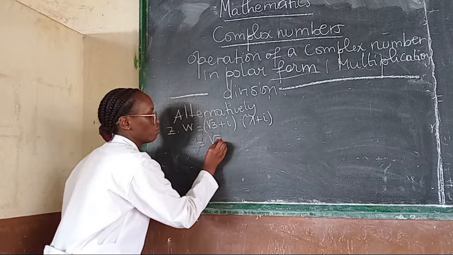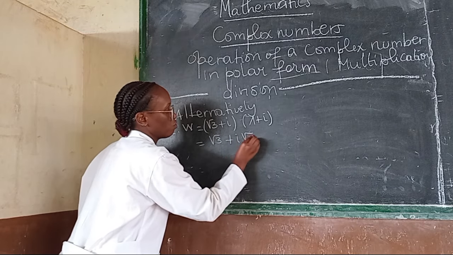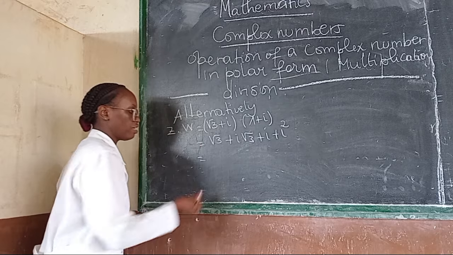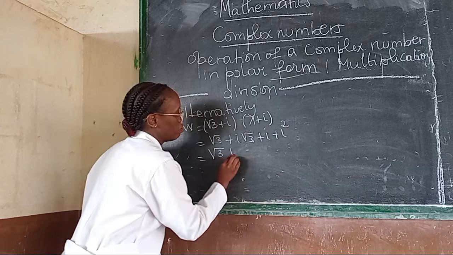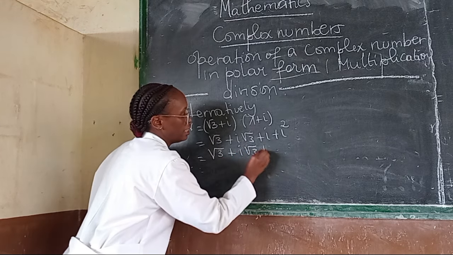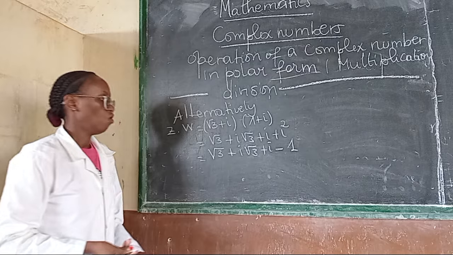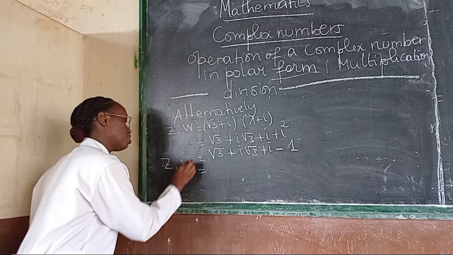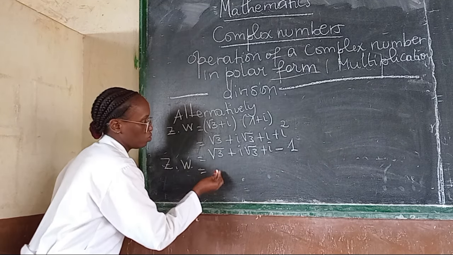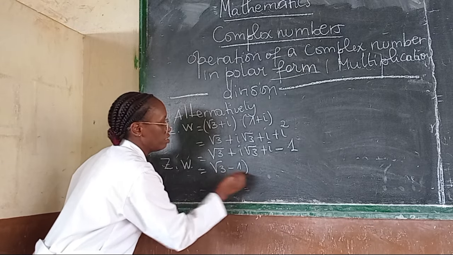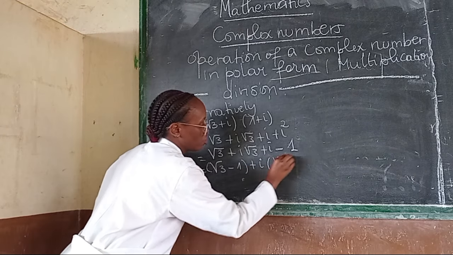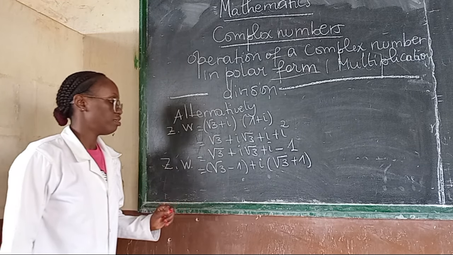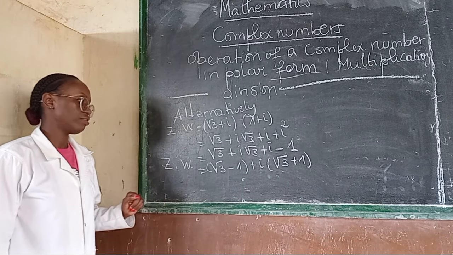We will have square root of 3 plus I square root of 3 plus I squared, which will give us square root of 3 plus I square root of 3 plus I negative 1. So by putting real part together and the imaginary part together, z times w will be equal to square root of 3 minus 1 plus I square root of 3 plus 1. So this is the Cartesian form of the product of z1 times z2.